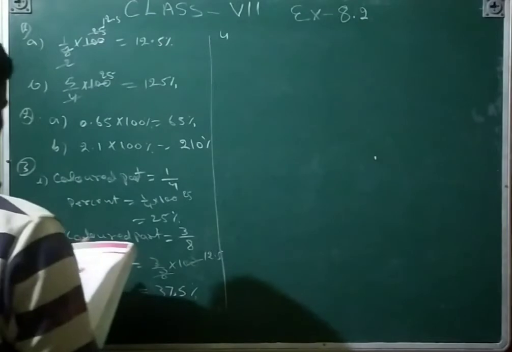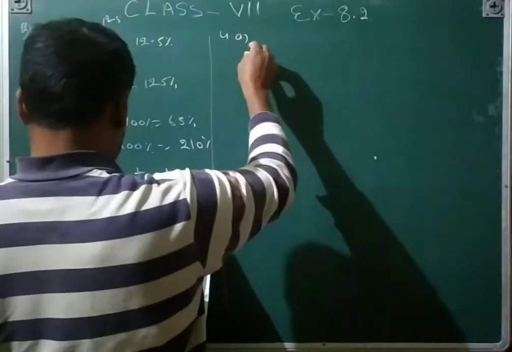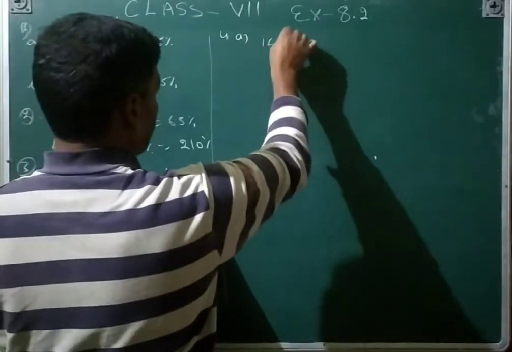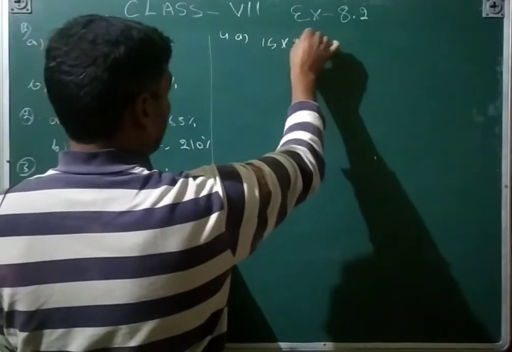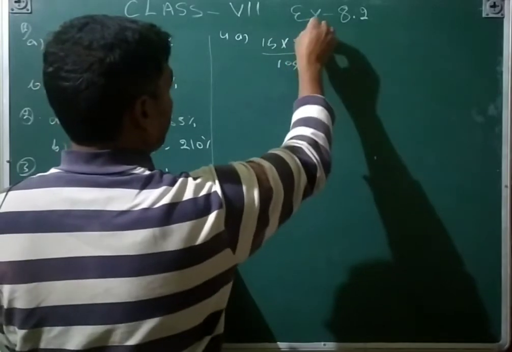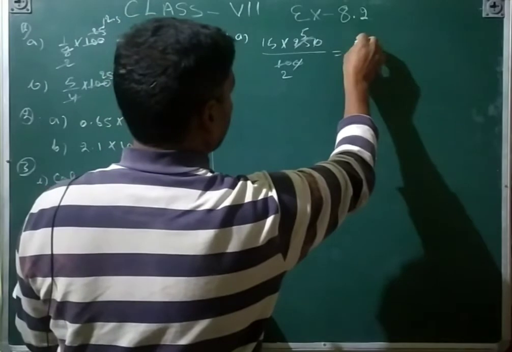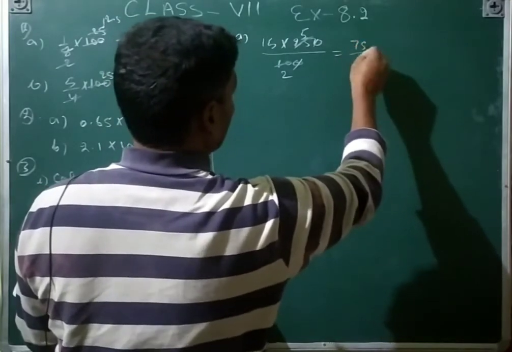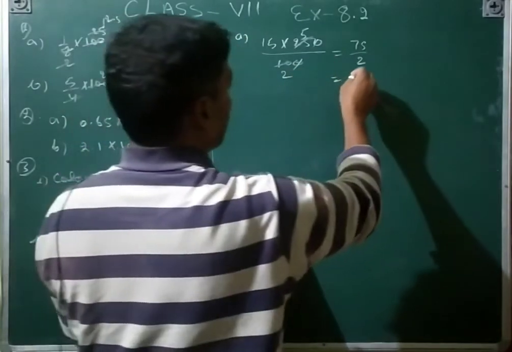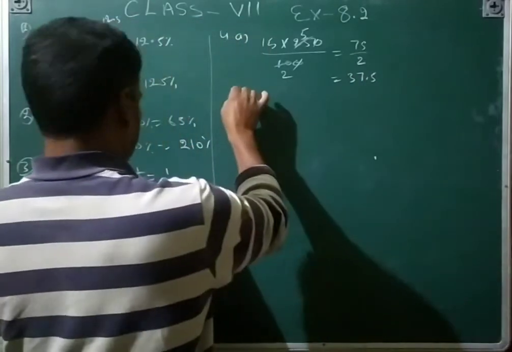You will see the fourth question. Find 15% of 250. 15% means multiply by 15 upon 100. That 0 cancels by 0, 5 5s are 25, 5 2s are 10. So that will be 75 upon 2. You can write it as a mixed fraction also, or in decimal also: 2 3s are 6, 2 7s are 14, so 37.5.